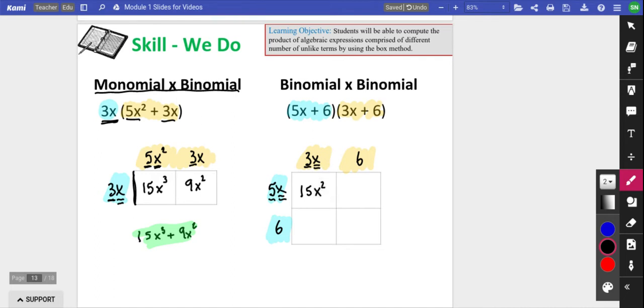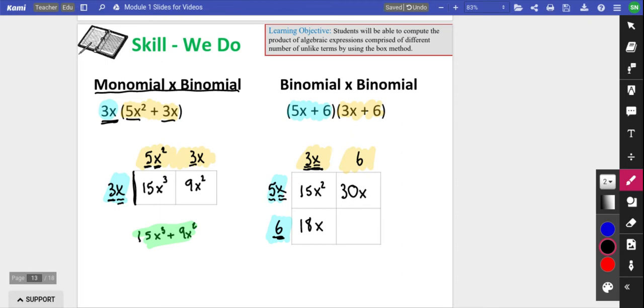Now we will multiply the 6 times the 3x. 6 times 3 is 18. The 6 does not have an x, but the 3x does. So we just bring down the x. Next, we will multiply the 5x and the 6. 5 times 6 is 30. The 6 does not have an x, but the 5x does. So we will bring it over.